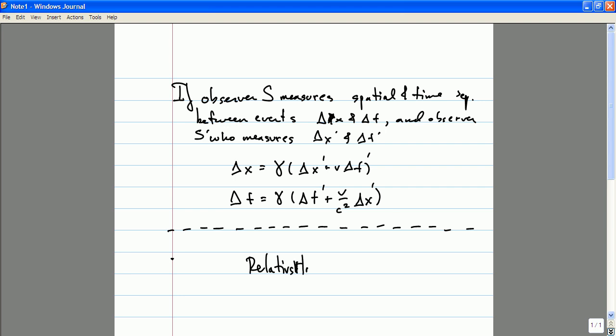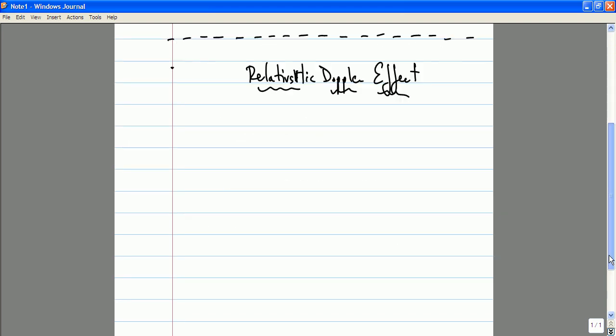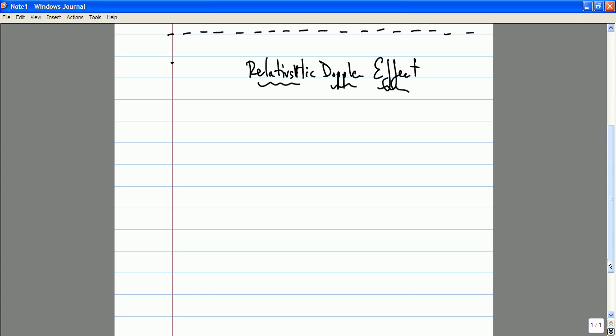Relativistic Doppler effect. And the relativistic Doppler effect is among the most interesting in special relativity because it is actually one of the easiest to observe. And indeed, it is observed all the time in astrophysics and cosmology. And indeed, the relativistic Doppler effect is the primary tool that we have in order to understand the structure of our universe at its largest scales.